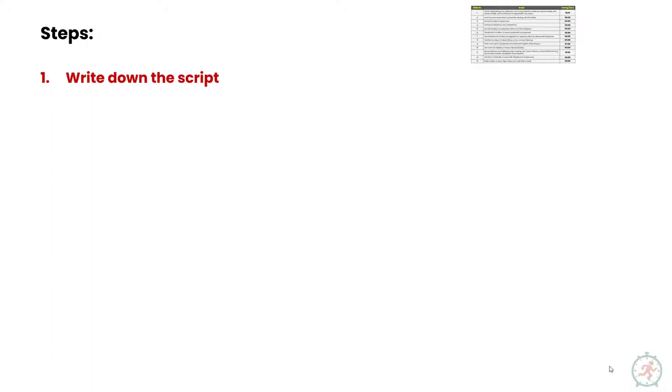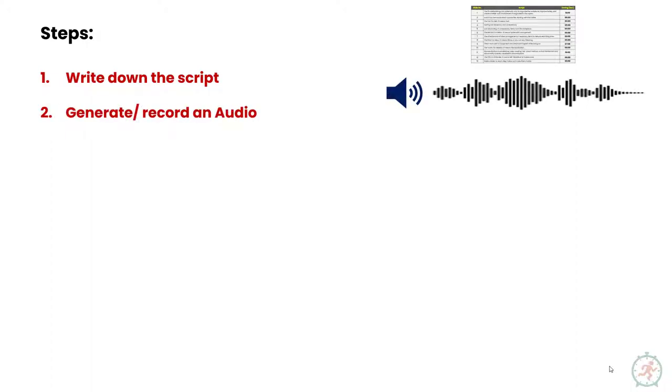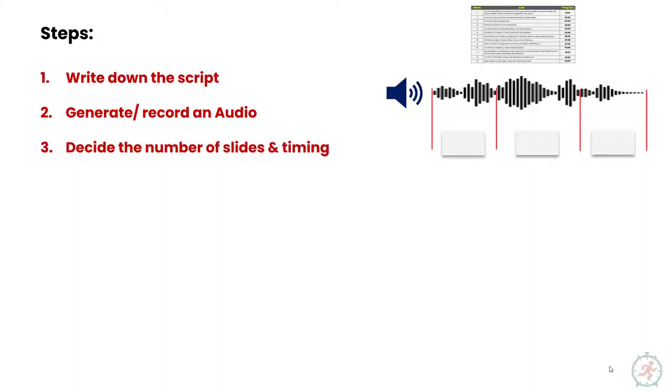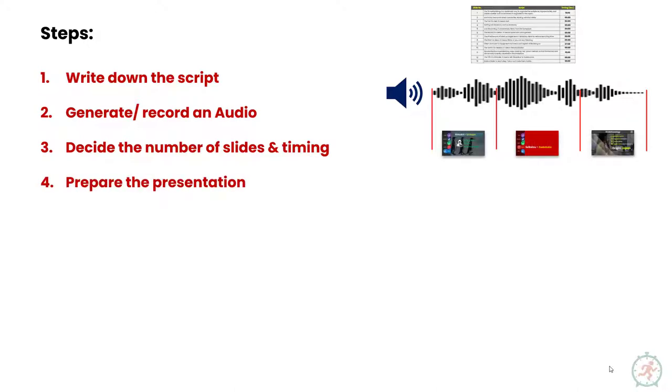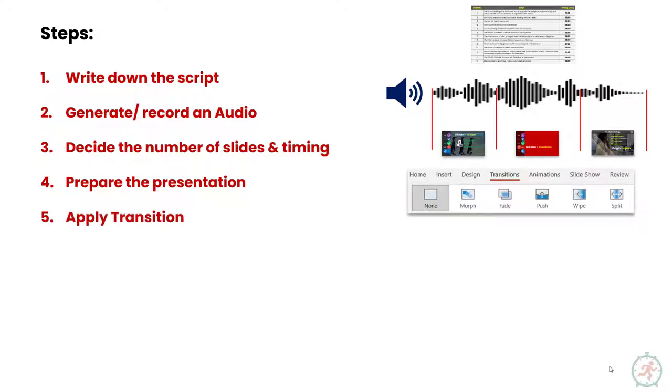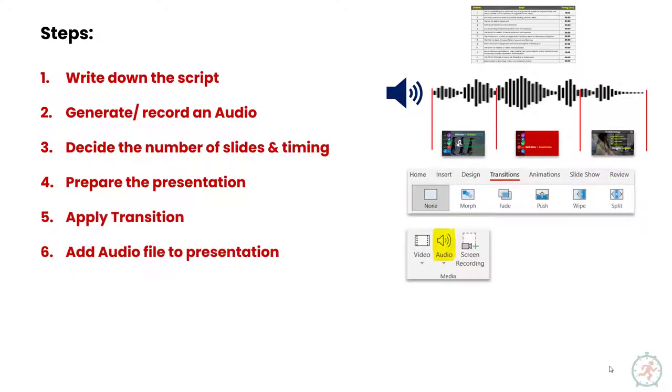We can prepare this type of presentation with the following steps. First, write down the script. Second, generate or record an audio. Third, decide the number of slides and break down the timing. Fourth, prepare the presentation. Fifth, apply the transition. Sixth, add audio file to presentation.